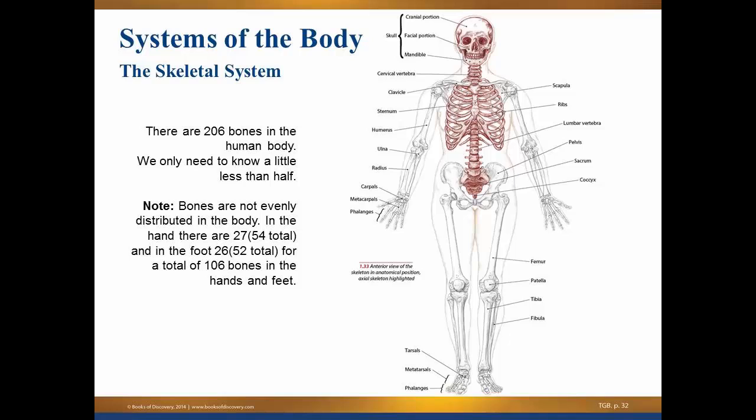And there are 26 bones in each foot, so 52 in total. So in our hands and feet are 106 bones. That's over half the bones in our body located in our hands and feet.